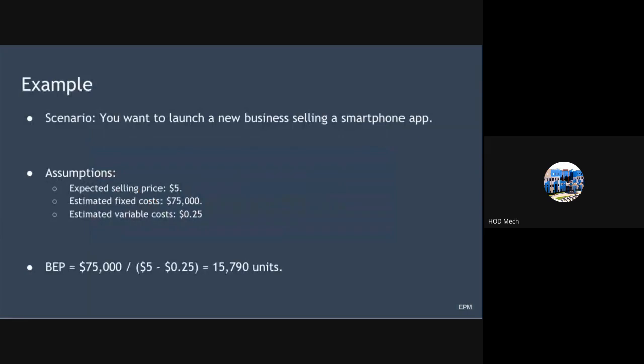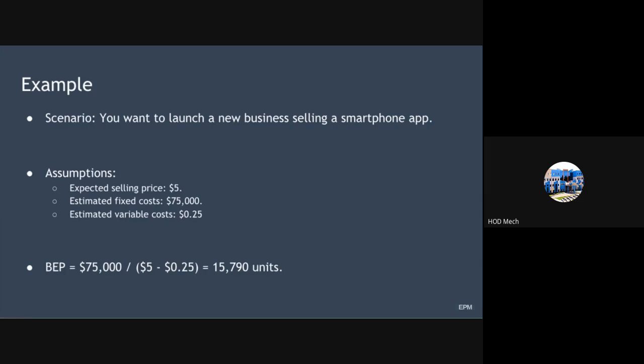So let's take a look at an example. In this scenario, you want to launch a new business selling a smartphone app. To do that, you need to make some assumptions about your costs and your revenue. So these are the assumptions we're making. We're expecting our selling price to be $5. Our estimated fixed costs are $75,000. So that's enough maybe to cover your salary and pay for a small office. And these are costs that will not change with the number of apps you sell. Next, we have your variable costs, and we estimate these are going to be $0.25 per sale. So these are going to be the transaction fees you may need to pay for each sale.